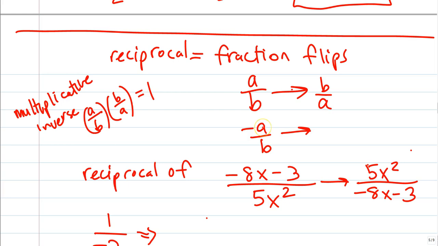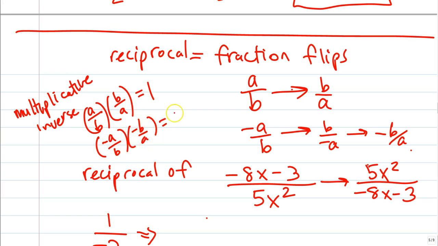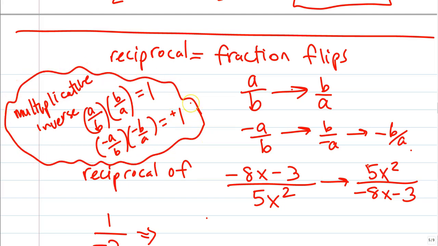What about if it's a negative a over b? Well, flip it. You could put b over negative a, but keep in mind, we don't keep the negative in the denominator stylistically, so we would write that as negative b over a. Once again, if I were to multiply negative a over b times negative b over a, everything would cancel. The negative and negative would make a positive 1. That's why they call it a multiplicative inverse, because it would cancel out through multiplication. You're canceling out a fraction through multiplication.